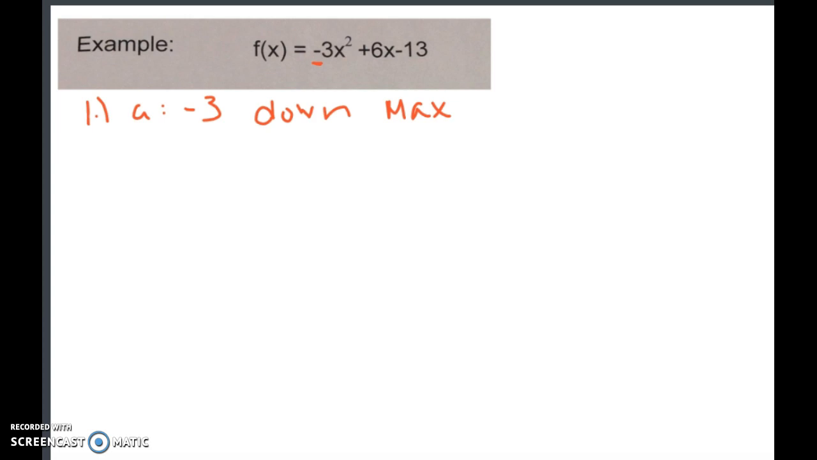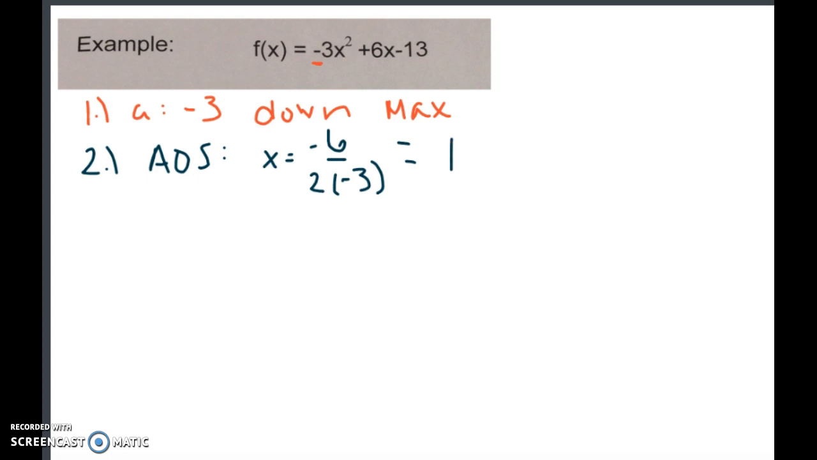Then from there, we're going to find the vertex to get the overall idea of this graph. In order to find the vertex in standard form, again, we have to do the axis of symmetry. So we find x equals the opposite of b over 2 times a. Here b was -6 and a is -3. So I've got -6 over -6, which is a positive 1.